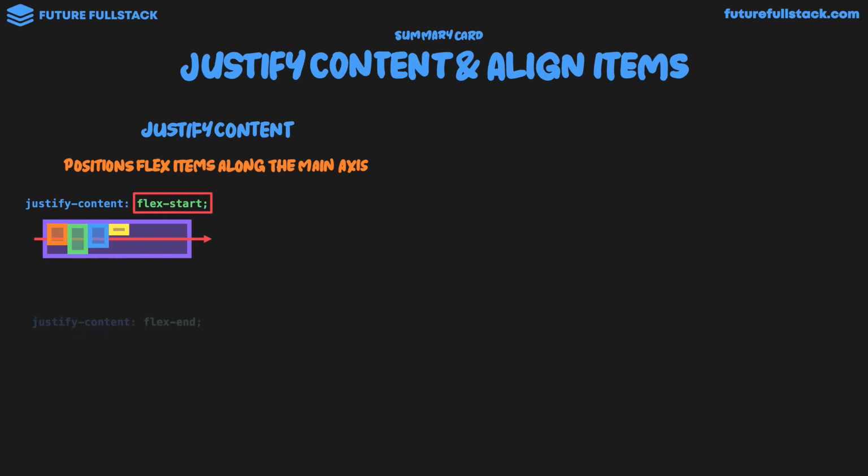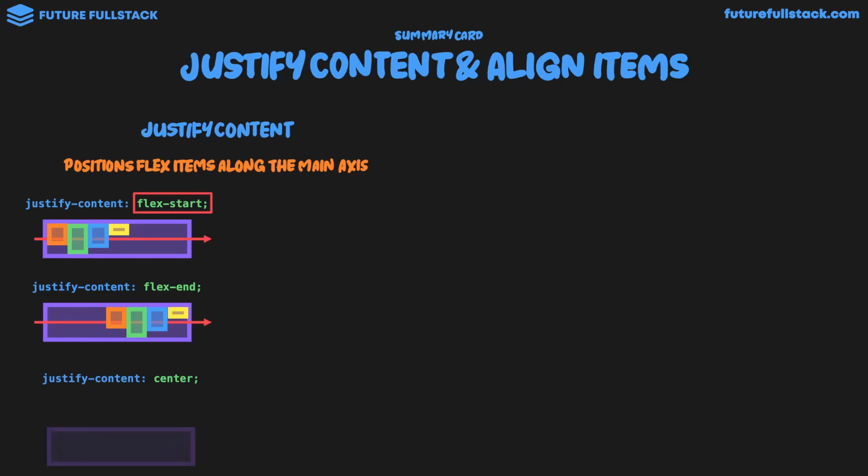The next value is Flex End. We have our Flex container, our main axis going from left to right. This means that Flex End is on the right of our main axis, so our Flex items are positioned like this. The next value we saw was Center. We have our Flex container, our main axis going from left to right, and our Flex items will be centered along the main axis.